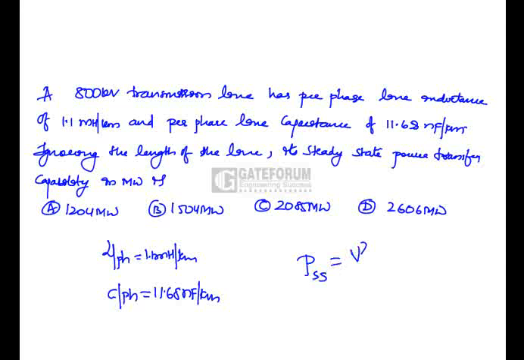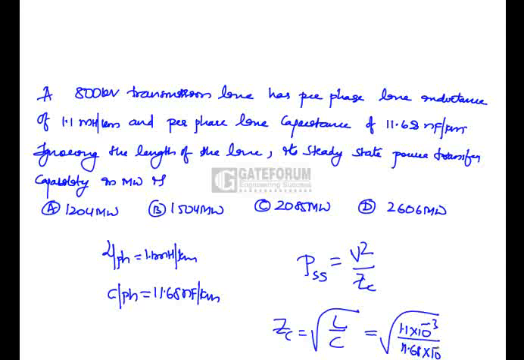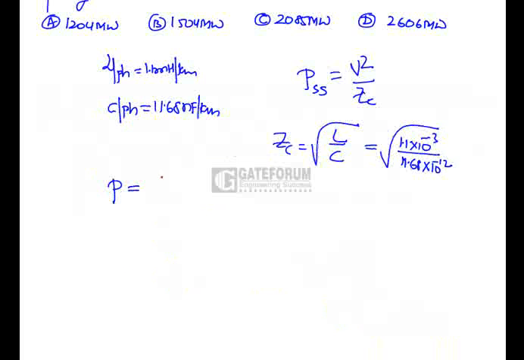Which is equal to V square by ZC. Now, what is ZC here? ZC is square root of L by C. So, this is square root of 1.1 into 10 power minus 3 divided by 11.68 into 10 power minus 12. Okay, so power is equal to V square, where V is given as 800 kilovolts.